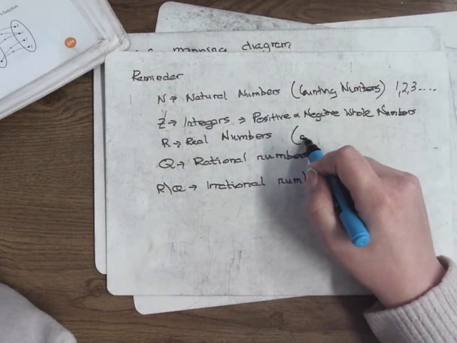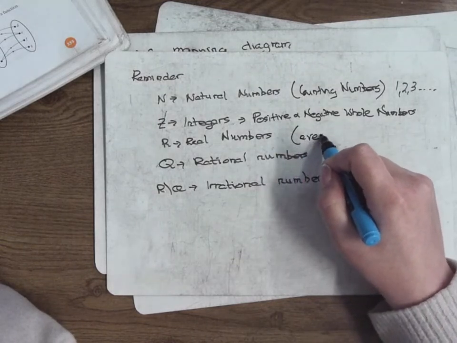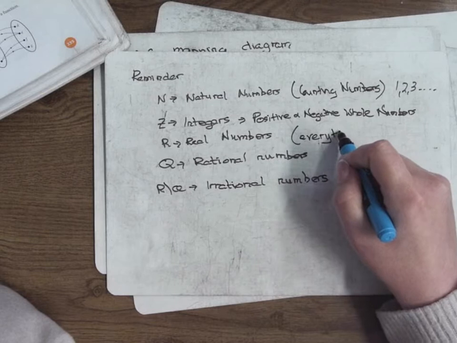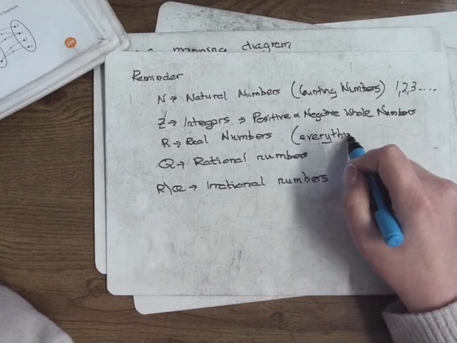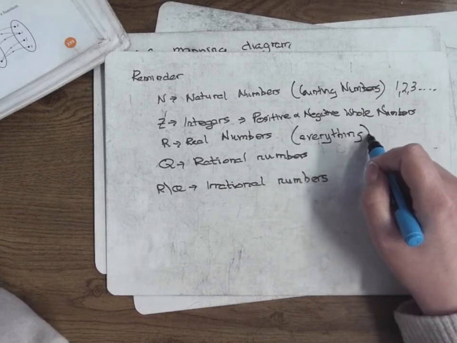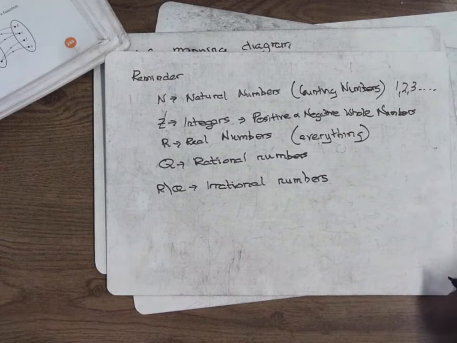R is real numbers, which is absolutely everything. Positive, negative, fractions, decimals, everything. Square roots, decimals that go on forever. Real numbers is absolutely everything. So everything is a real number, right?